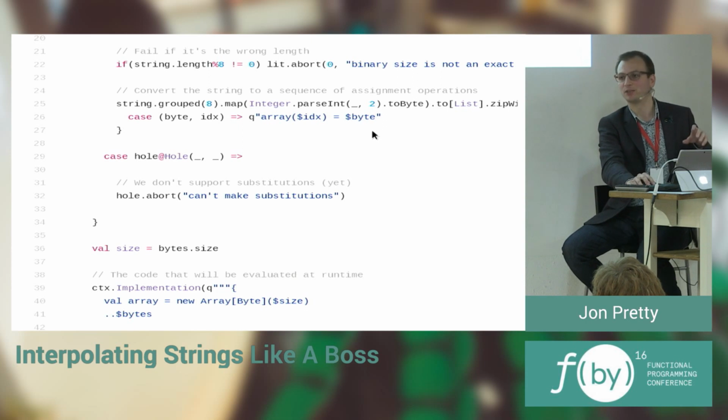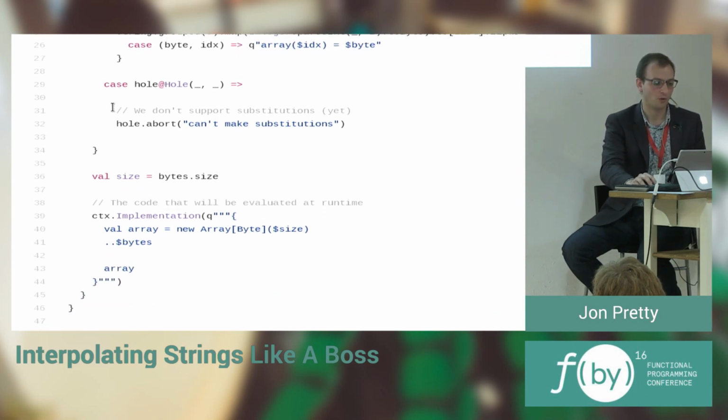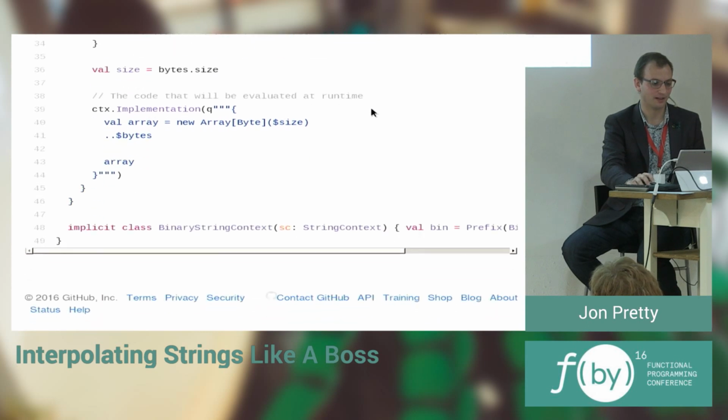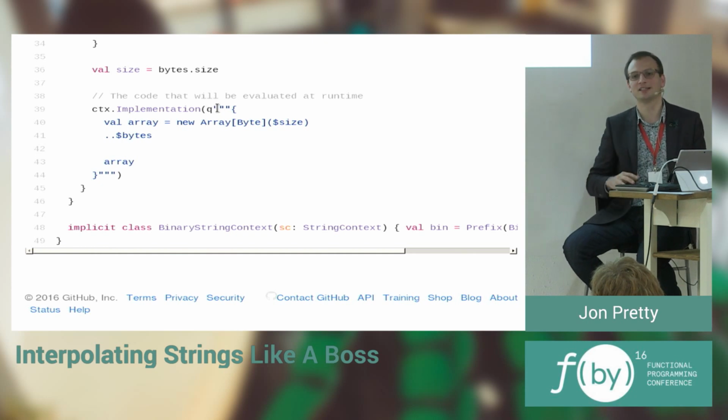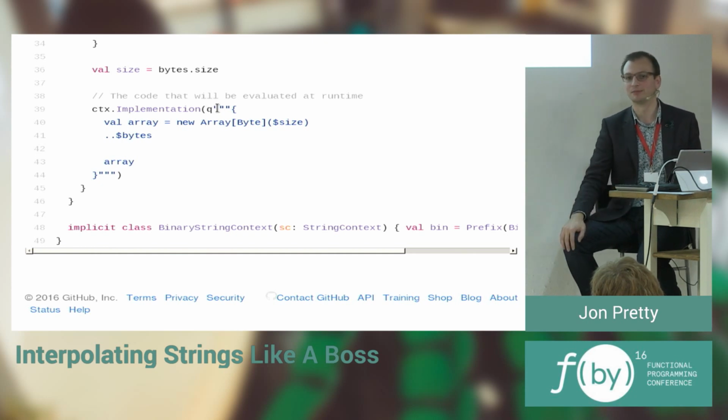Now, this is an array of bytes which exists at compile time. It doesn't exist at runtime yet. So we then have to convert that into code which gets inserted into our source, effectively. We also can't make substitutions, so we fail there. So first of all, we get the size of that compile time byte array. And then we provide the implementation, which uses quasi-quotes. Now, this is as complicated as it gets in terms of interacting with Scala macros.